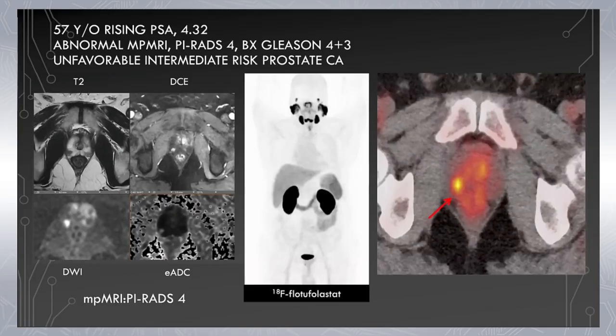A 57-year-old with rising PSA, 4.32, abnormal MP-MRI, PIRADS 4, biopsy at the time, Gleason 4+3, and this is an unfavorable intermediate risk prostate cancer. We show you images from this gentleman's prostate MRI: T2 hypointense lesion, well circumscribed but small, DCE demonstrating intense early enhancement, and correlative abnormal diffusion-weighted imaging that's very bright and dark on ADC, but this is an EADC, so we inverted, so it's correlative with the DWI. So this is this patient's prostate carcinoma at the time of diagnosis.